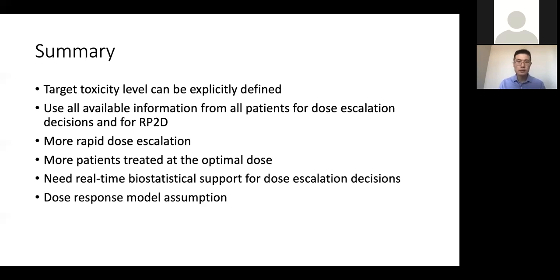Right? So this is today's lecture. We have introduced the BCRM method and given a brief description of how it works and how to implement the BCRM. So please let me know if you have any questions.